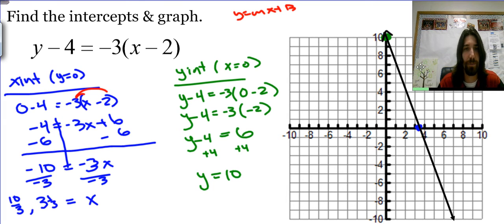There you have it. Okay, so again, we could have done y equals mx plus b, but now we're working on a different method. Instead of getting to y equals mx plus b, we're finding the x-intercept, and we're finding the y-intercept, and then we're using those 2 points to help us graph. One more for you.